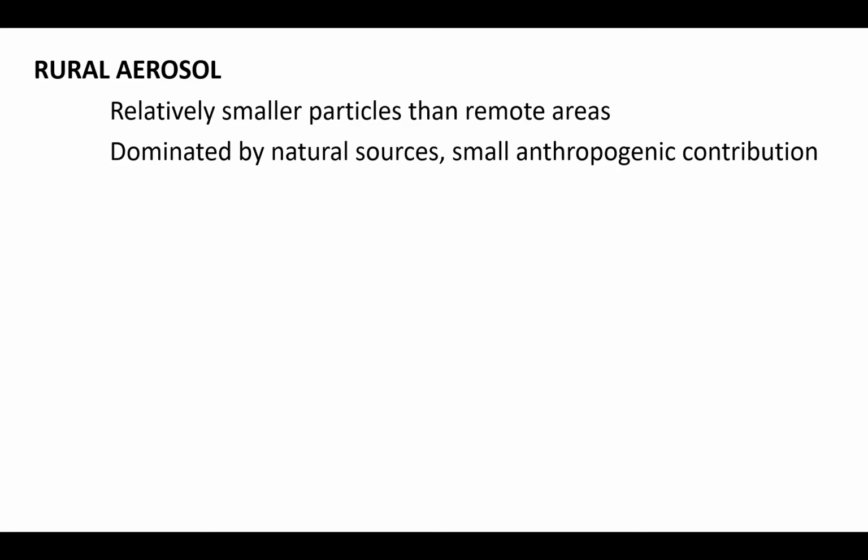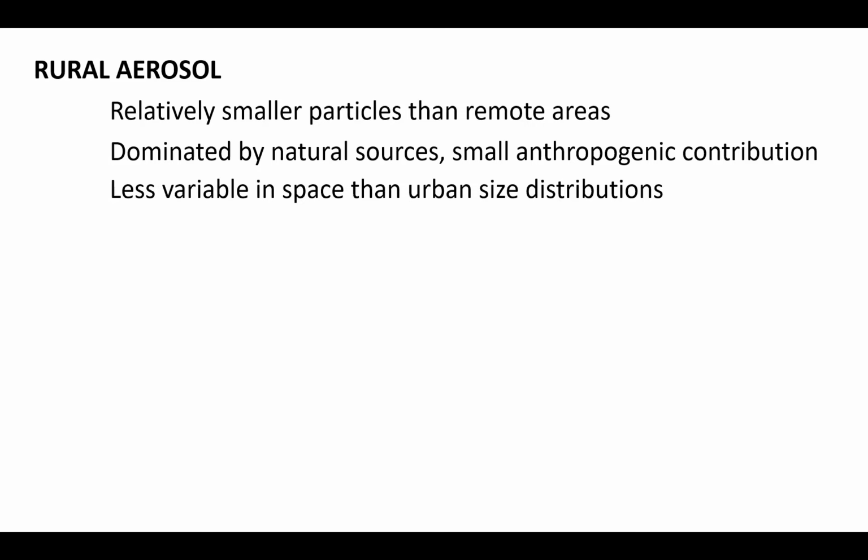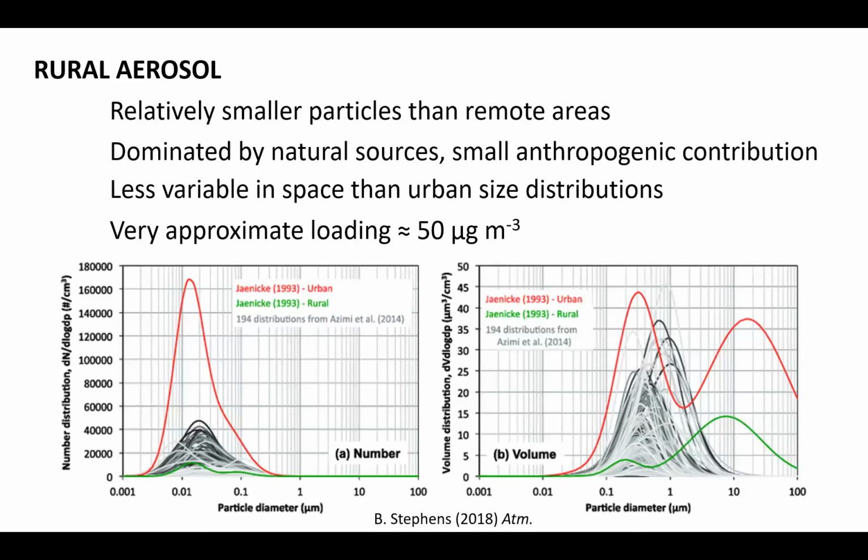Rural aerosol are more dominated by natural sources with only a small anthropogenic contribution, and they're less variable in space than urban size distributions. So you see a comparison between urban and rural environments in these 2 size distributions at the bottom. We have a number size distribution on the left and a volume size distribution on the right. The urban environments are in red and the rural environments are in green. So for example, with number, you have a much higher number in the urban environment than in the rural environment, and it also tends to peak at smaller sizes.